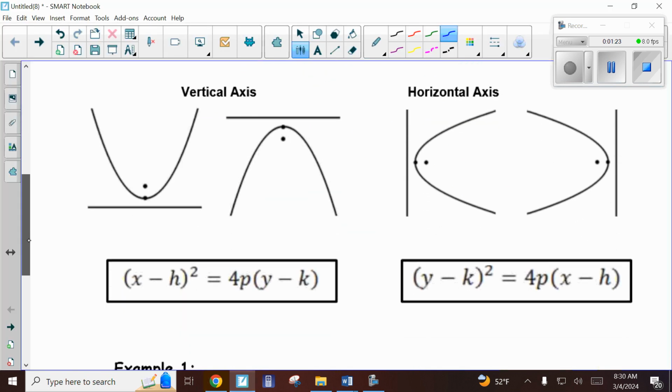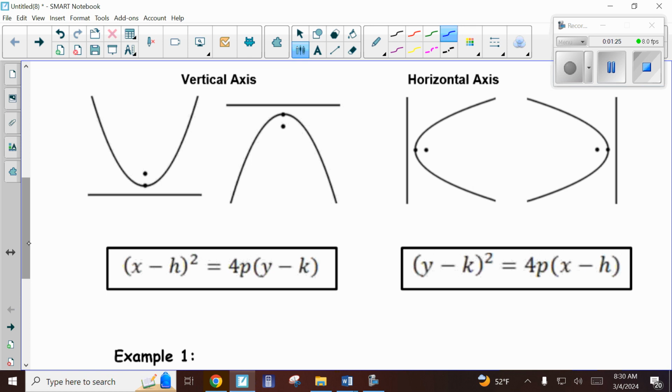Okay, so your parabola can face one of 4 directions. What I like to do is narrow it down to either up or down or left and right. And you can tell which one it is based on the letter on the right inside the parentheses that doesn't have the exponent. That's another thing that's unique about this equation. Every other problem we did had an exponent of 2 on both the x and the y. This is the only shape that only has 1 exponent.